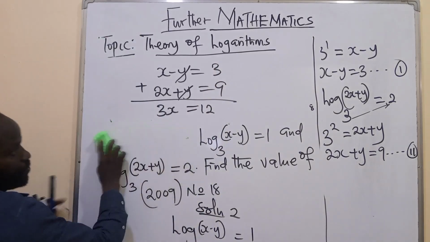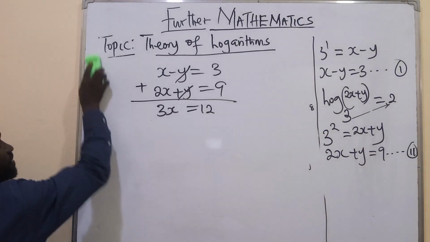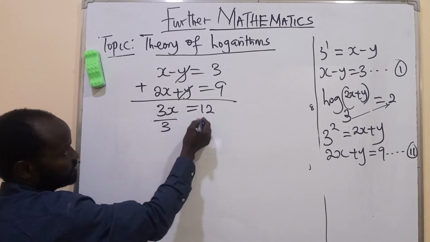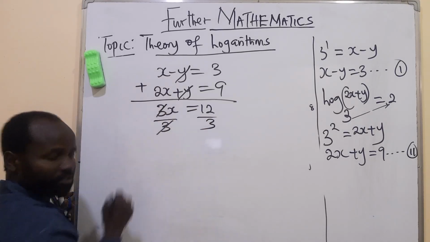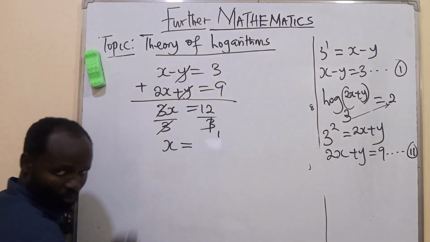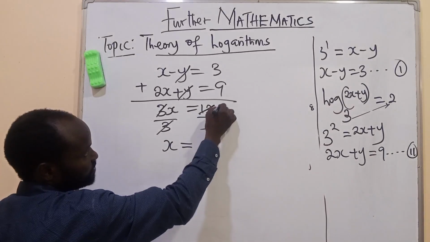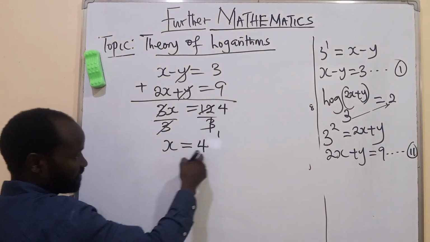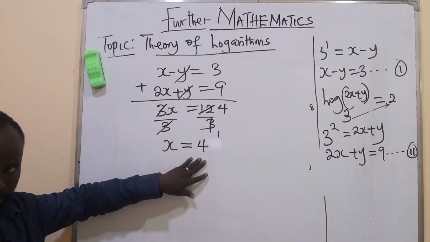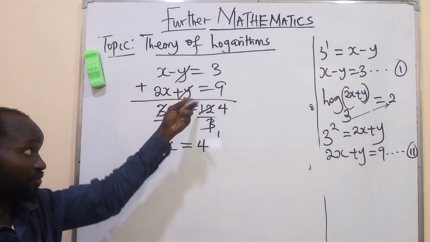So we can easily find the value of x now. We divide through by 3, since the coefficient of x is 3. 3 divided by 3 is 1, so we are left with x equals 12 divided by 3, which is 4. So the value of x is 4. The question says we have to solve for x, so we can stop here, or we can check by finding the value of y.